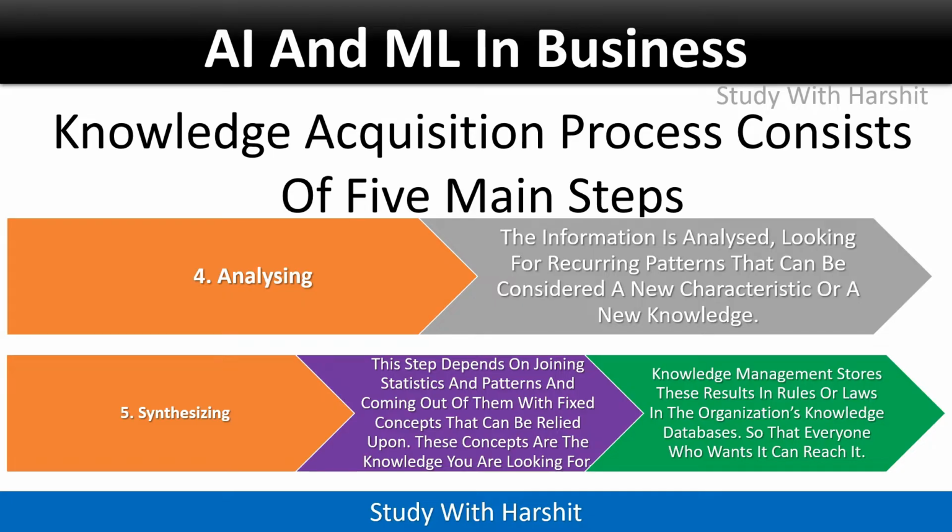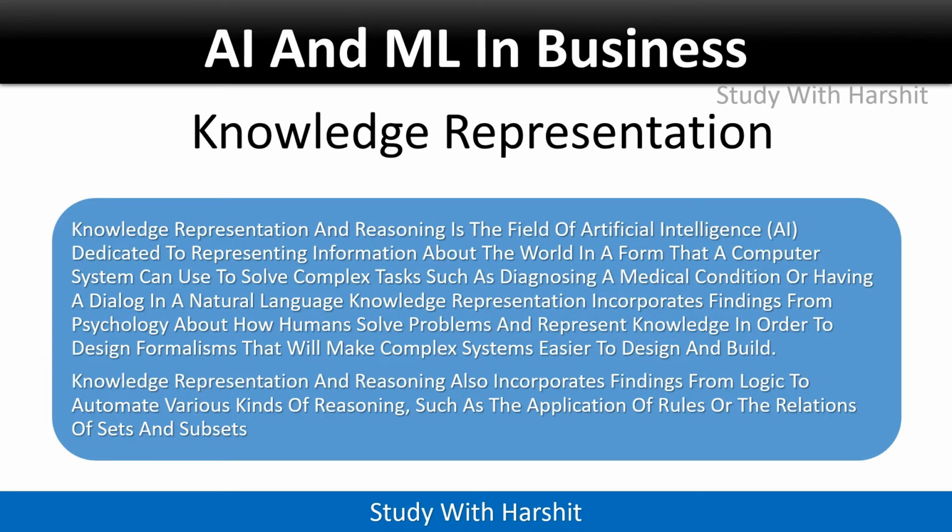Knowledge management stores these results and rules or laws in the organization's knowledge databases so that everyone who wants it can reach it. Knowledge representation. Knowledge representation and reasoning is the field of artificial intelligence (AI) dedicated to representing information about the world in a form that a computer system can use to solve complex tasks such as diagnosing a medical condition or having a dialogue in a natural language.